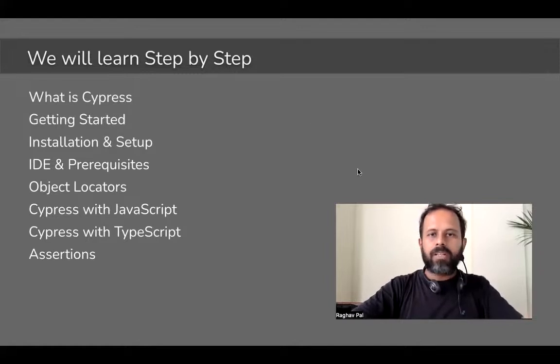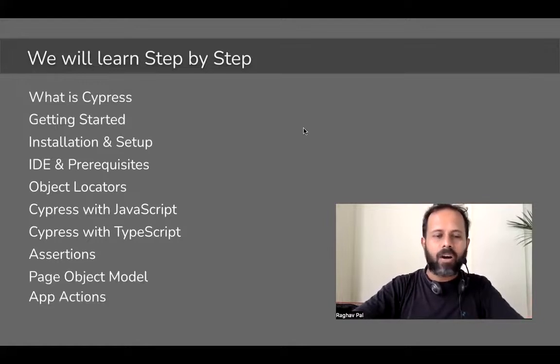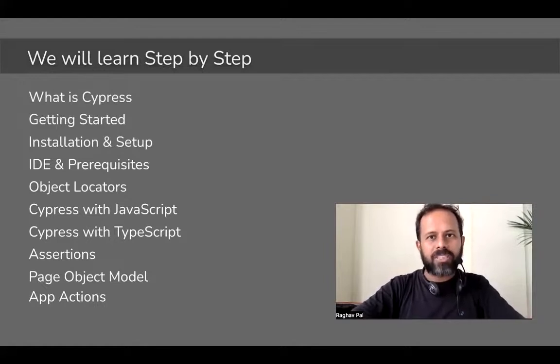Then we will look at assertions. What are assertions? What are the verifications and checks that we can use in Cypress? How do we use it? We will learn about page object model design. How do we create a page object model framework in Cypress? And we will also look at what are app actions and how does app actions differ from page object model.